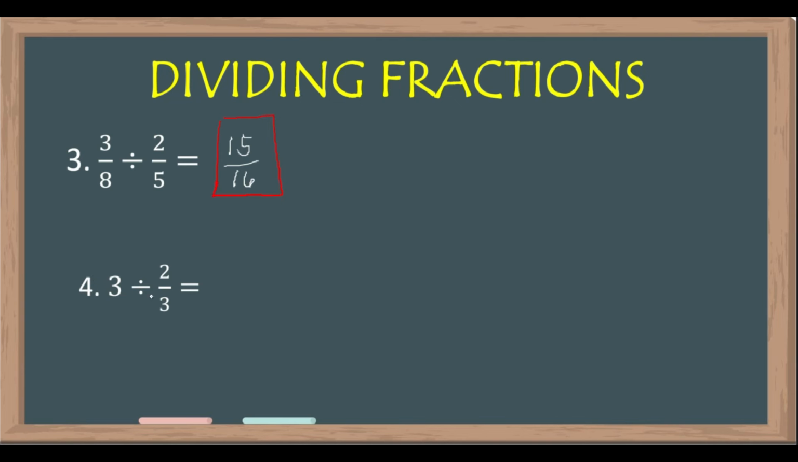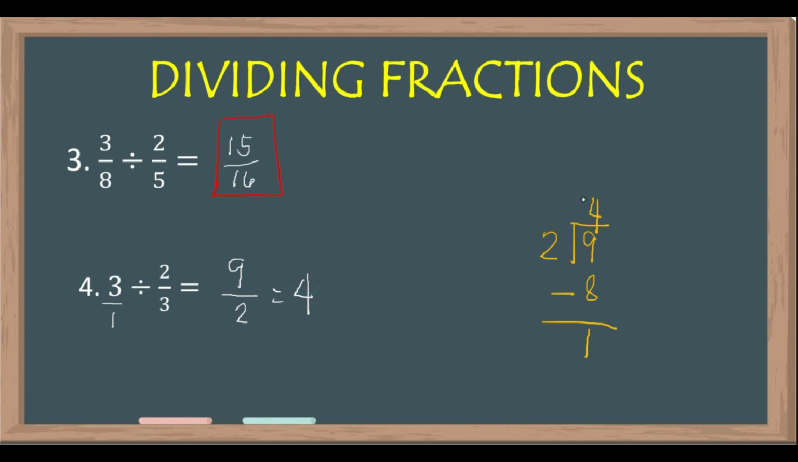Number 4, we have 3 divided by 2/3. Remember, kapag whole number, meron niyang over 1. Okay? Kaya, we cross-multiply this 1. So, 3 times 3, that is equal to 9. Then, 1 times 2, that is 2. Now, to simplify this in lowest term, i-divide lang natin. 9 divided by 2. So, 9 divided by 2, that's 4. 4 times 2, yan ay 8. Subtract lang natin, that is 1. Okay, so, we have 4.